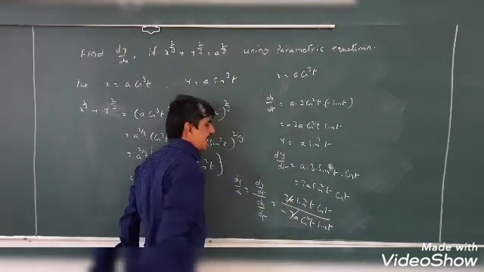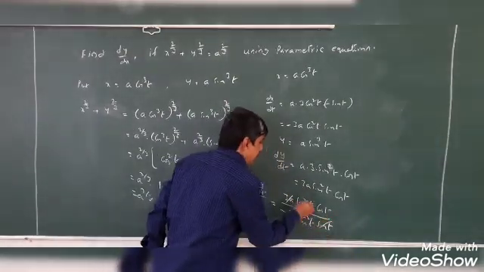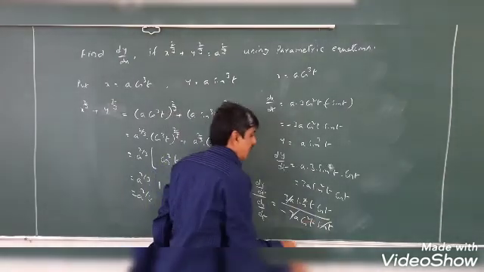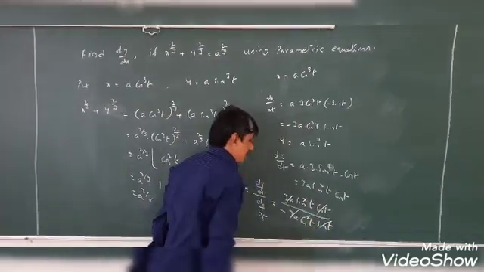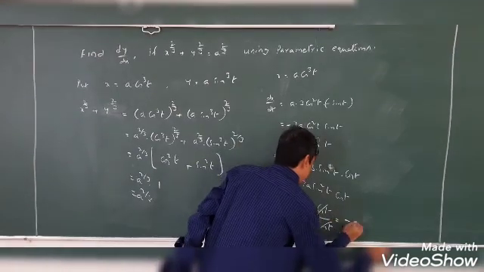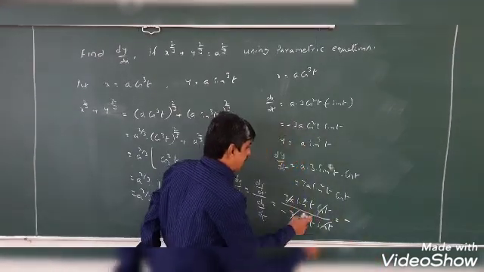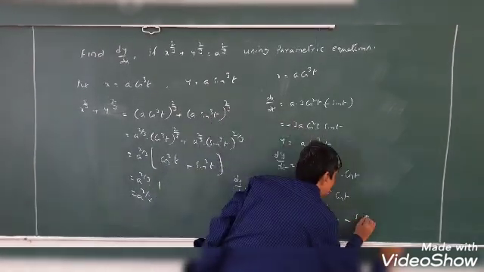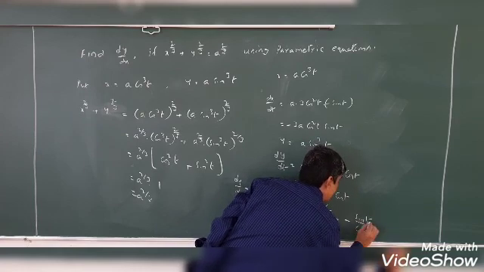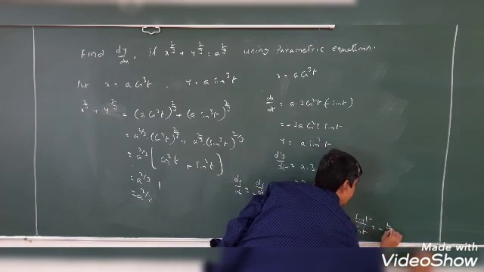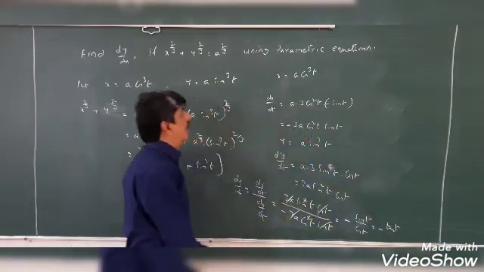So this 3a gets cancelled. One sin t cancels here in sin square t and cos t cancels in cos square t. So this is minus, remaining is sin t by cos t. So sin t by cos t is nothing but minus tan t.